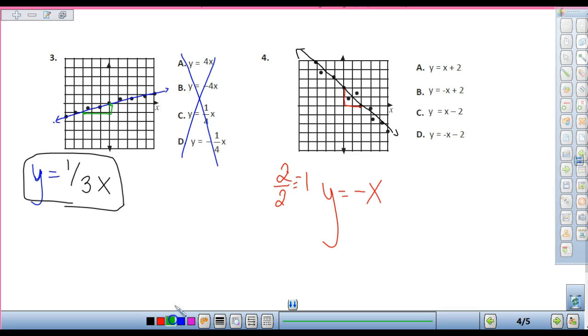My x-axis is hard to see. So my x and y-axis is here. Where does it cross? 2. So plus 2. That time we were right on what the book had.